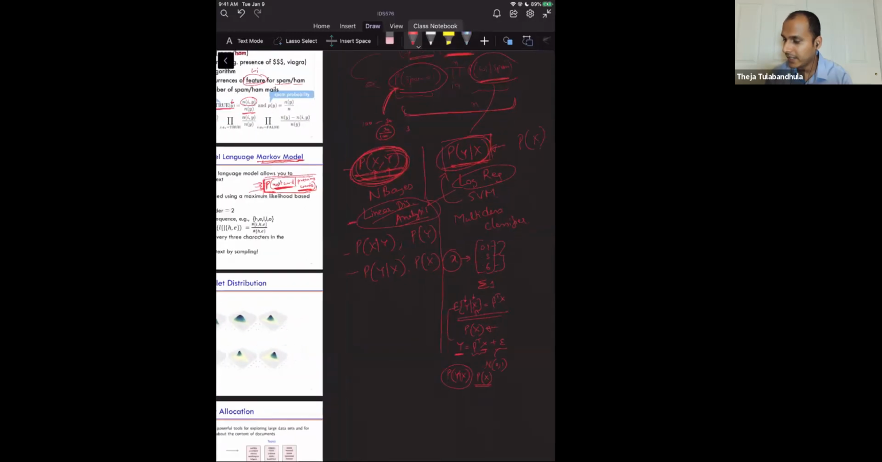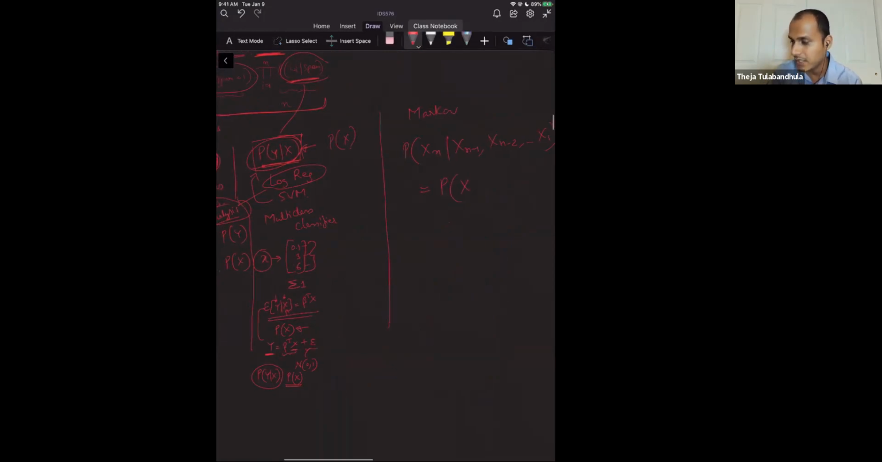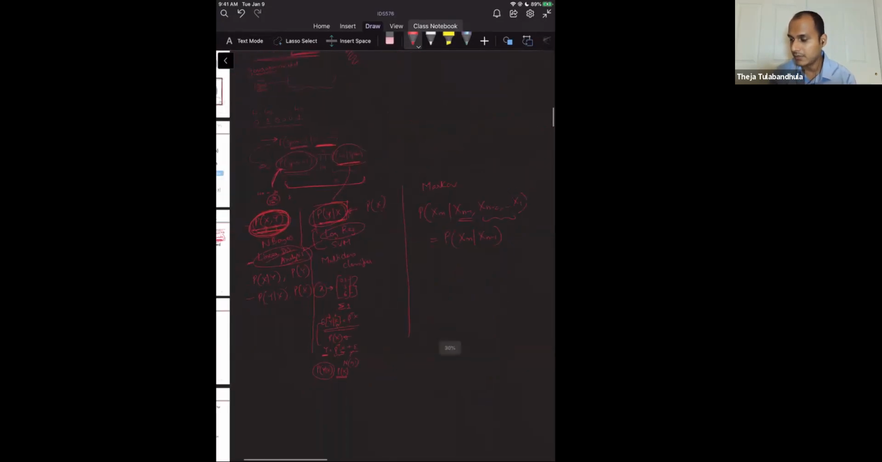Let me just write it here. The Markovian property just means the probability of the random variable, let's say xn, given xn minus 1, xn minus 2, all the way to maybe x1. For example, if it's first order Markov, then this conditional probability is assumed to be just xn given xn minus 1. So given xn minus 1, what values the previous random variables take doesn't matter. Okay, that's what a Markov model just means.